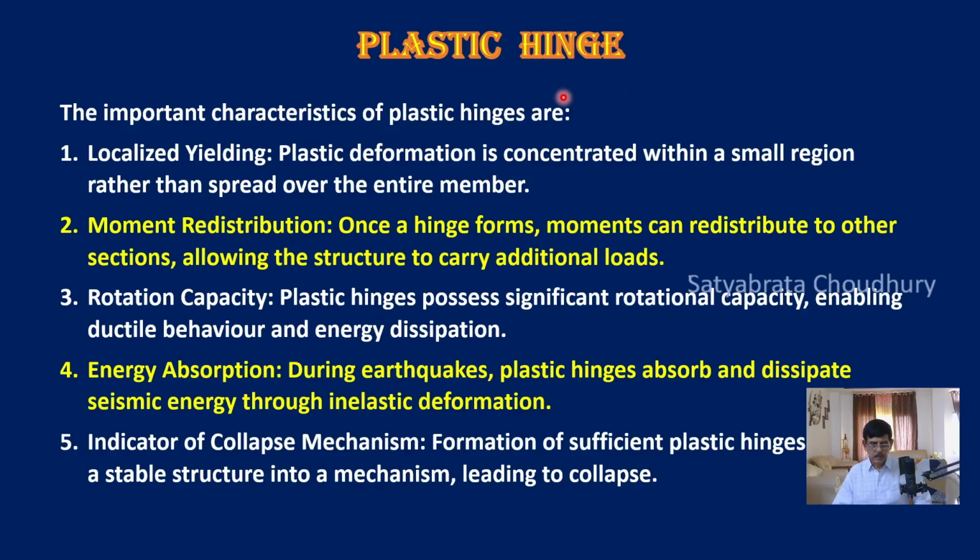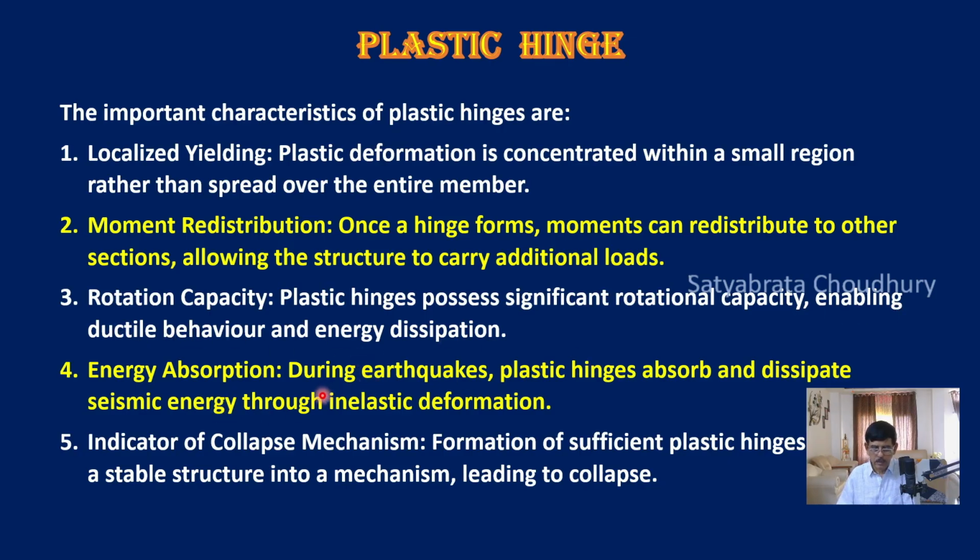So plastic hinges have some properties. The important characteristics are localized yielding. The plastic deformation is concentrated within a small region rather than spread over the entire member. You can idealize it to be a single point, or you can take the real length, which is called the plastic hinge length. The moment redistribution. Once a hinge forms, moments can redistribute to other sections, allowing the structure to carry additional loads. Rotation capacity. Plastic hinges possess significant rotational capacity, enabling ductile behavior and energy dissipation.